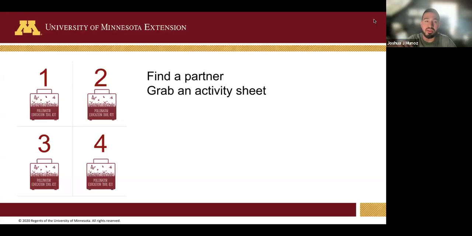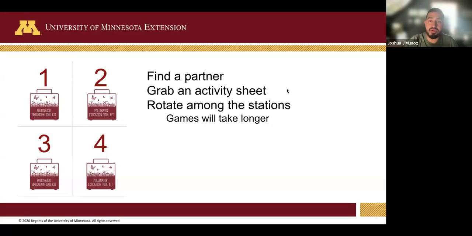We separated them on tables. They rotated among the stations. Even in my classroom, I don't say, all right, rotate clockwise. I try to give them a little more freedom of where they go. And I have a couple toolkits in my classroom, so I double them up. So everyone should be at a station and try to finish them.